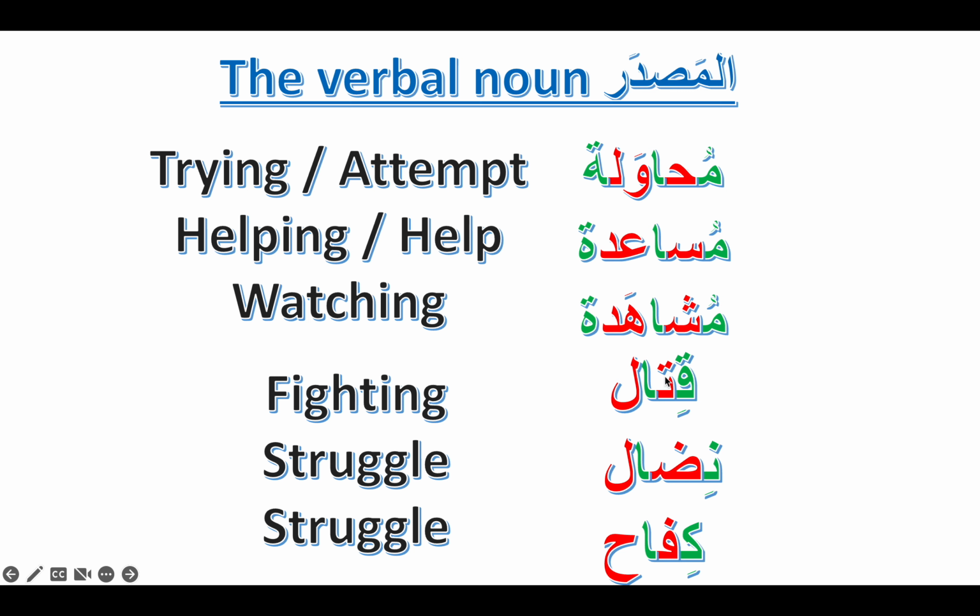There is also an alternative masdar for verbs in Form 3. It is less common, but it occurs with specific verbs. I'll give you examples here. So, قتال. So, under the first root letter, you add a kasra. Then you add an alif in between the second and the third root letter. نضال, which means struggle. كفاح, which also means struggle.